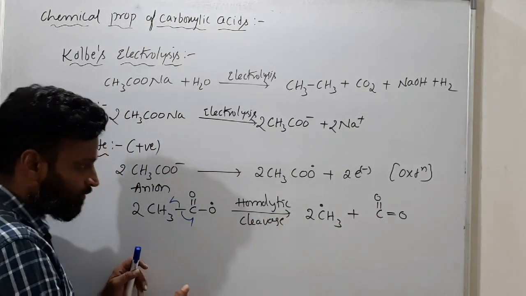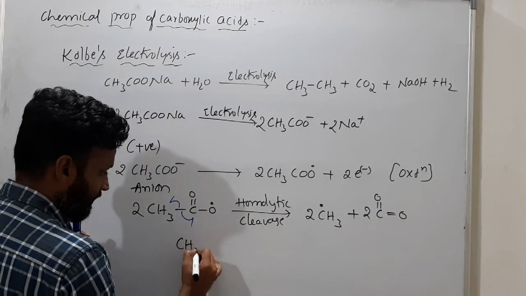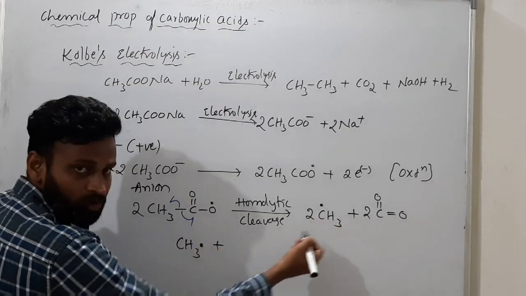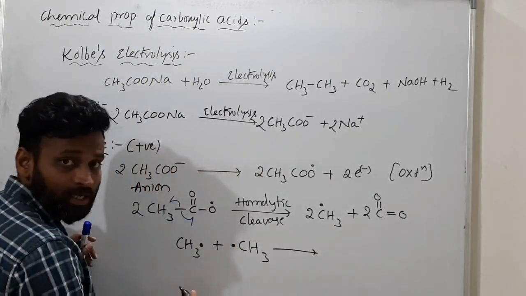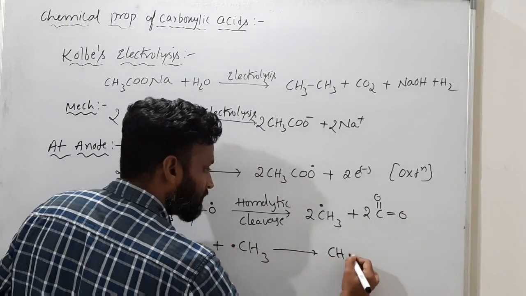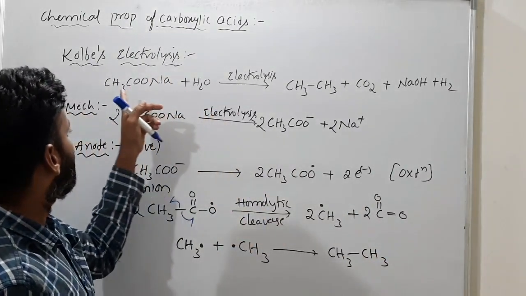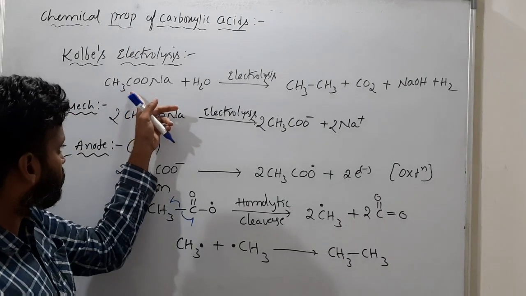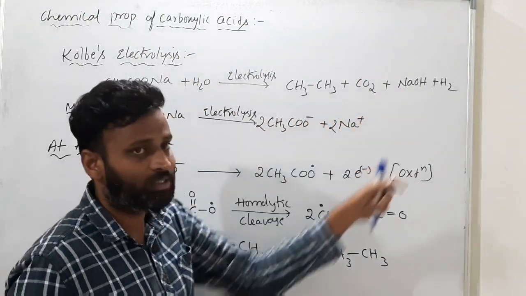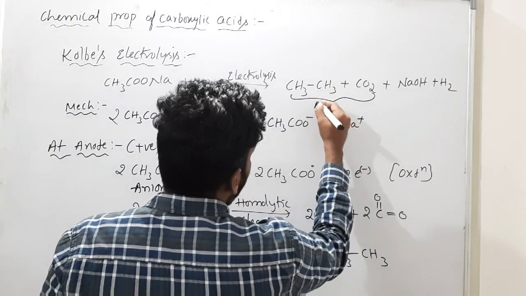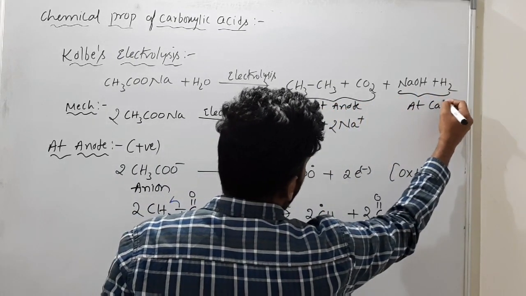So what happens now? Very clear. You have 2 moles of CO2. Now these 2 moles of CH3 dots will combine. So you have CH3-CH3. So that is what I said in Kolbe electrolysis. Here CH3COONa turns to ethane and CO2, NaOH plus H2. These two form at the anode, and these two form at the cathode.